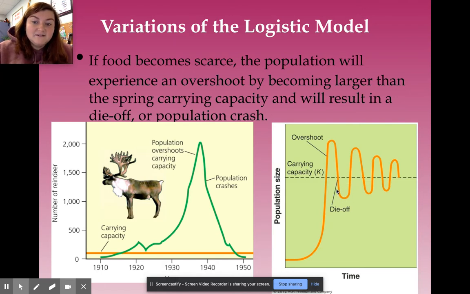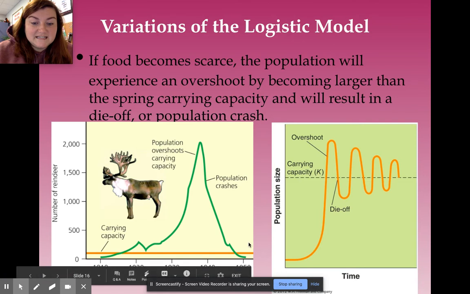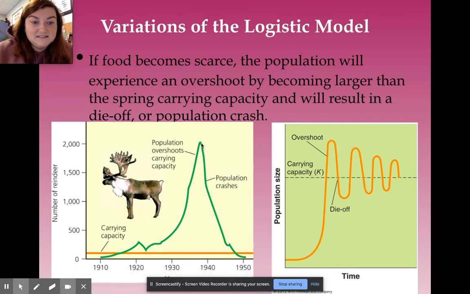And you can see once that die-off happens, there might be another overshoot, another die-off, another, until eventually you can see this wavy line getting closer and closer together around that carrying capacity. So eventually it would stabilize pretty well. But something to think about. Looks like we have an example here with reindeer from 1910 to 1950 where they really overshot carrying capacity by a lot. And then there was a very large population crash down here in the 50s.